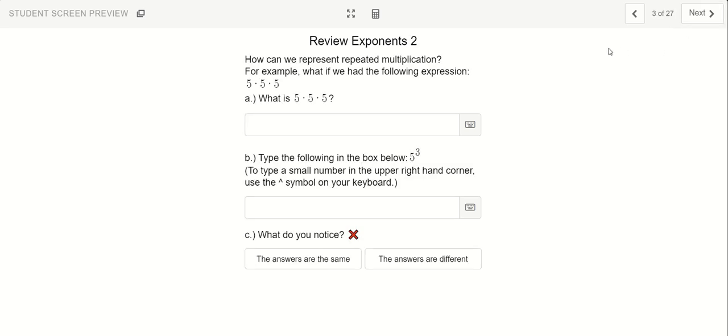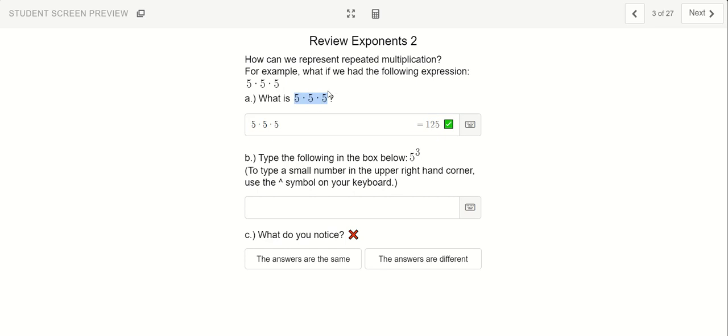So the same idea can be applied to repeated multiplication. Here we have 5 times 5 times 5. So what is 5 times 5 times 5? 5 times 5 is 25, times another 5 is 125. So how can I shorthand this?